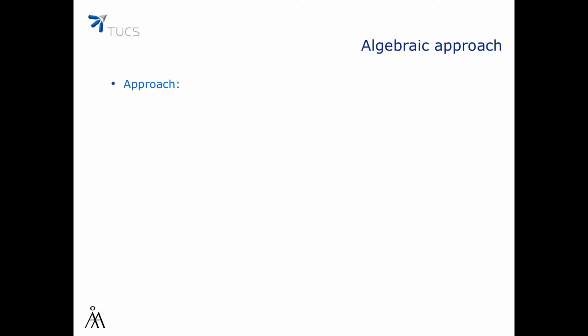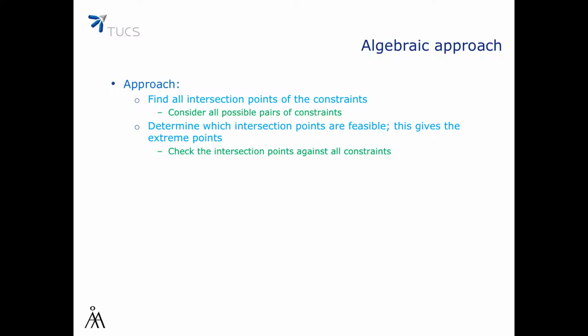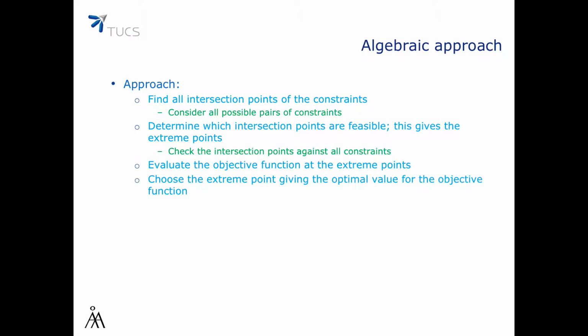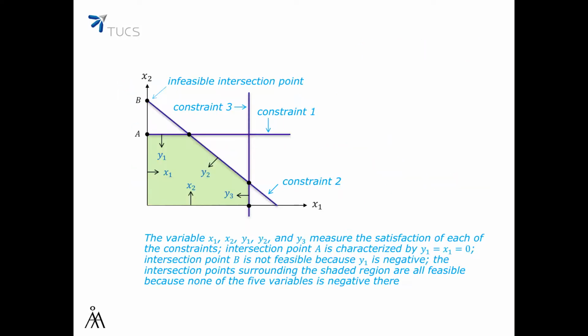Remember from our previous video that the objective function will always find its maximum and minimum value at the intersection points of the constraints in case the feasible region is bounded. So we first have to find the intersection points. And for this, we will have to consider all pairs of constraints. We will then verify all intersection points to see whether they are feasible. And this will give us the extreme points. Finally, we will evaluate the objective function at the extreme points, and we will find the optimal value in one of them. This is a graphical way to understand the approach.